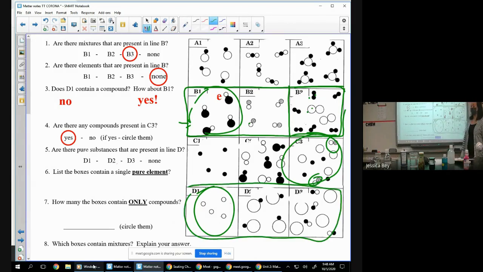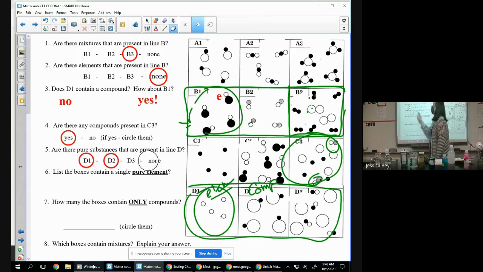Are there pure substances in anything in D? Absolutely. Remember, pure substances are elements like D1, and pure substances are also compounds. Pure substances have two things, elements and compounds. So D1 and D2 are both pure substances. You look at D3 and now you have a mixture. You have dots and you have compounds together. So that is a mixture.